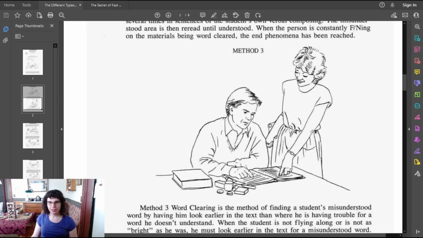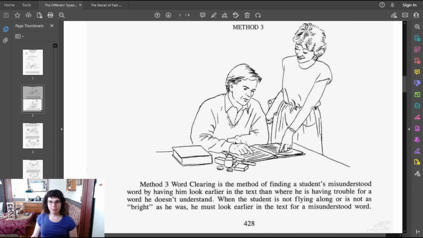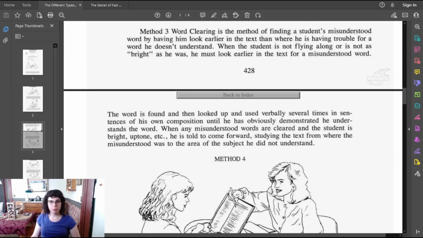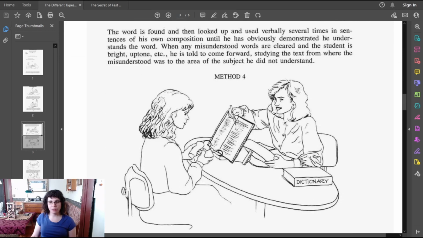That's torture. Method 3. Method 3 word clearing is the method of finding a student's misunderstood word by having him look earlier in the text than where he is having trouble for a word he doesn't understand. When the student is not flying along or is not as bright as he was, he must look earlier in the text for a misunderstood word. The word is found and then looked up and used verbally several times in sentences of his own composition until he has obviously demonstrated he understands the word. When any misunderstood words are cleared and the student is bright, uptone, etc., he's told to come forward studying the text from where the misunderstood was to the area of the subject he did not understand.